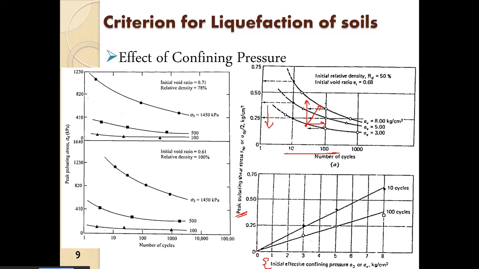If we consider 50 numbers of cycles, it will be somewhere here like this. Okay, so if we consider 10 numbers of cycles, and we plot the initial effective confinement and the peak pulsating stress, all right, to arrive at the initial liquefaction state, we have a linear behavior.